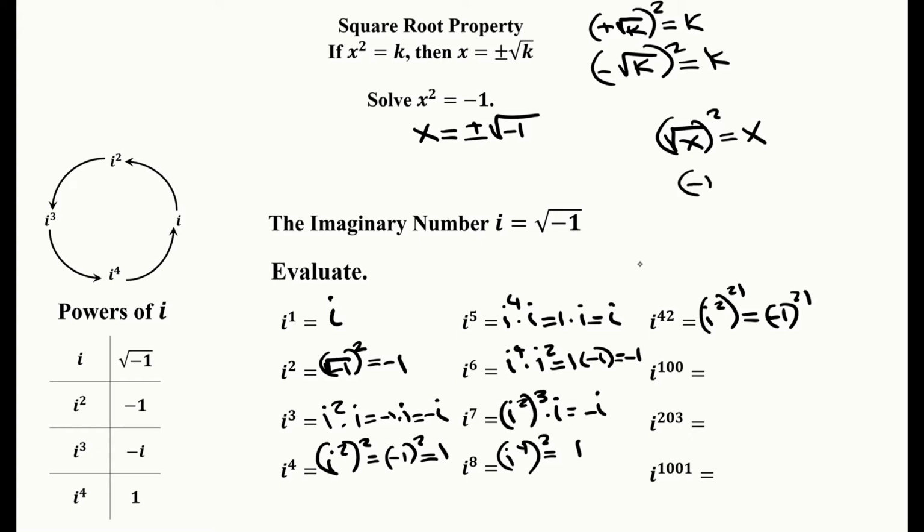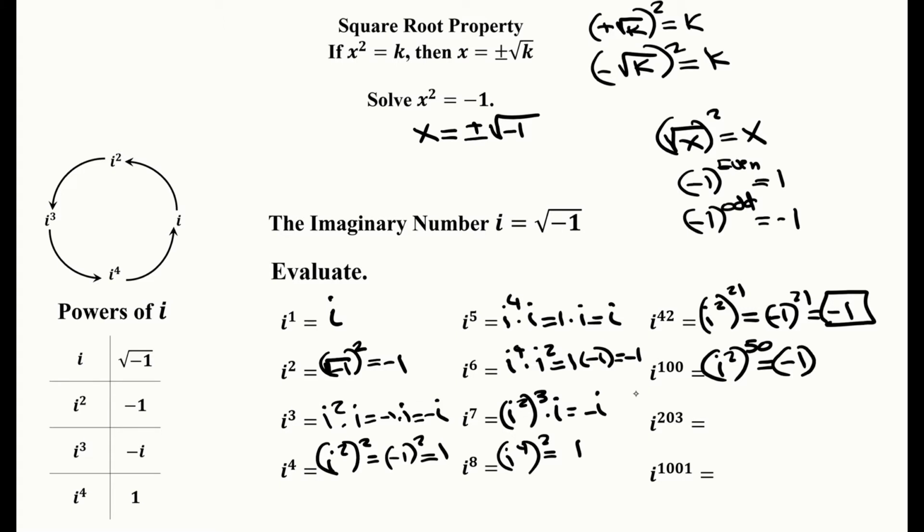Now we know that -1 to any even power is going to be 1, and any odd power of -1 is going to be -1. So here, because this is an odd power, we're going to get -1. And that's it. How about i to the 100? Well, again, i squared can be used here because 100 is even. So we're going to write this as i squared to the power of 50. Now that's -1 to the power of 50. And we know that an even power of -1 is going to be 1. So we end up with 1.